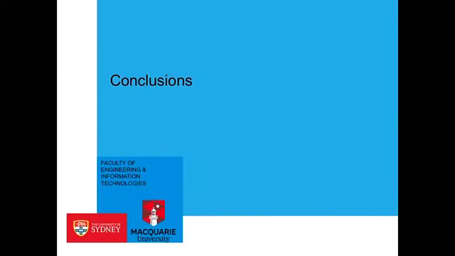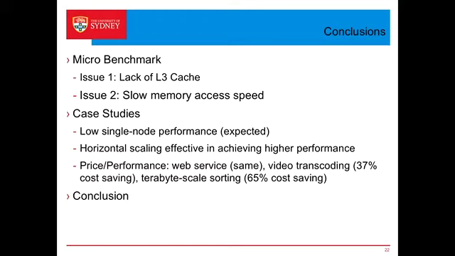Now let's take a look at our conclusions. Well, in this paper, we studied the performance characteristics of the Amazon Graviton processor in comparison to Intel Xeon processors using a combination of microbenchmarks and Linux performance counters. We demonstrate that the lack of L3 cache and the slower memory access speed can prevent the Amazon Graviton processor from achieving higher performance for compute-intensive workloads with intensive demand on memory. We use multi-tier web service, video transcoding, and terabyte scale sorting as case studies.